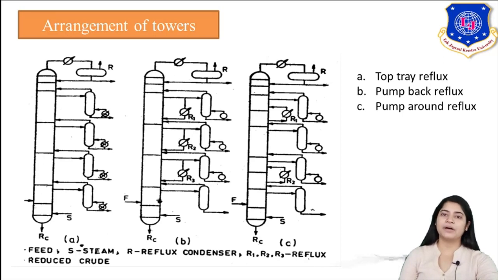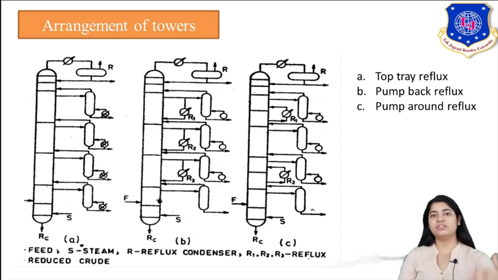Third one is pump around reflux. So here you can see what is happening. See R1, what is happening? Suppose from any stage your vapors are taken out and condensed, and now the reflux you are giving, you are not giving at that stage. You are giving it at 2 or 3 stages higher than the stage from which you have taken your product.